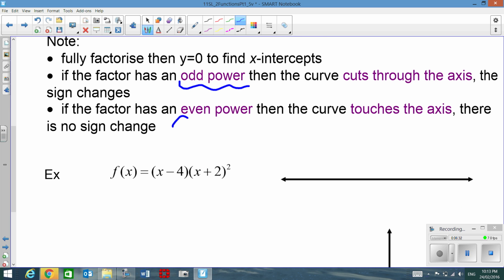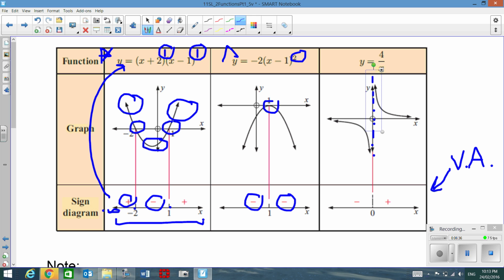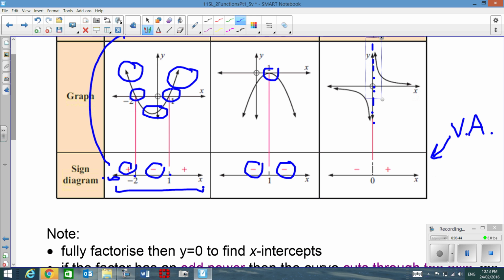Whereas when you have an even power, that was in our second example right here, you'll notice that we touch the x-axis, but we bounce off of it. We have a double root there, and we do not have a sign change. So we stayed negative in both intervals.